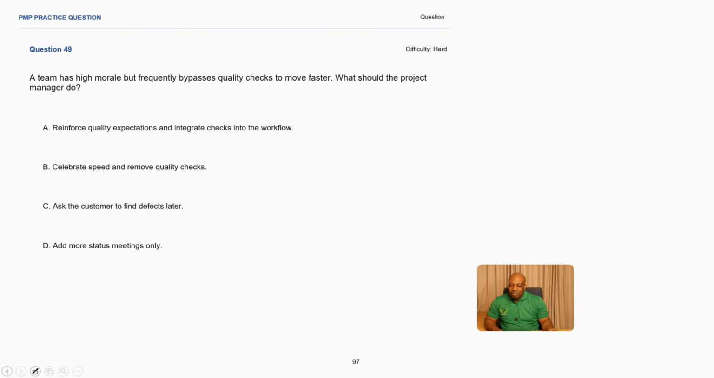Right, practice question number 49. A team has high morale, but frequently bypasses quality checks to move faster. What should the project manager do? So we have a team that is highly motivated, but they are bypassing quality checks so that they move faster. The level of difficulty here is hard. So let's go through the answers now.